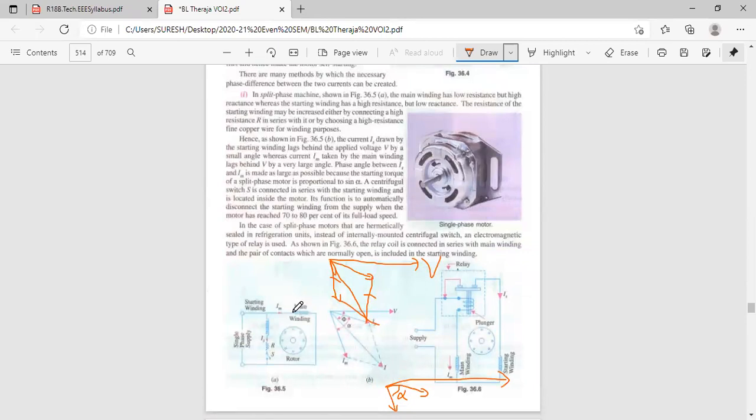Due to the main winding only, there is no starting torque. To create the starting torque, we are using one starting winding, for initial, temporary purpose only. Once the speed of the rotor reaches 70 to 80% of rated speed, the centrifugal switch will automatically open and the starting winding is disconnected. Now the rotor is running with only one winding. In this way, starting torque is created in the rotor.